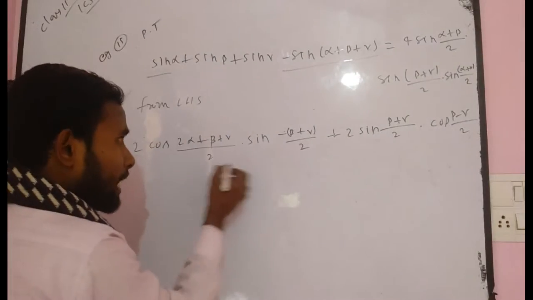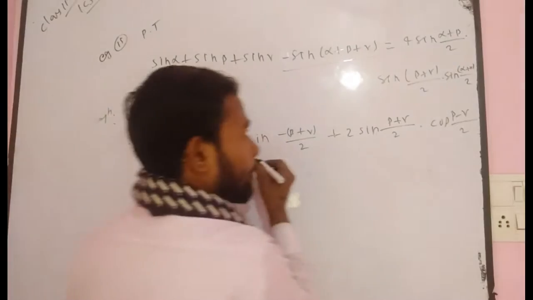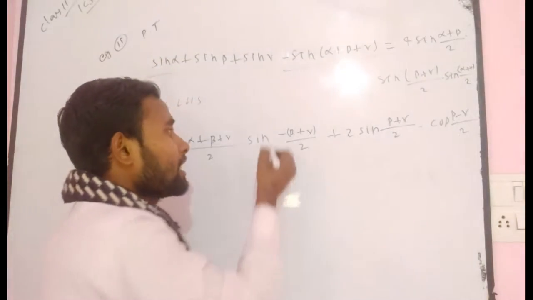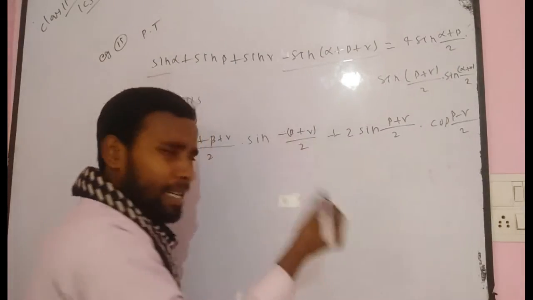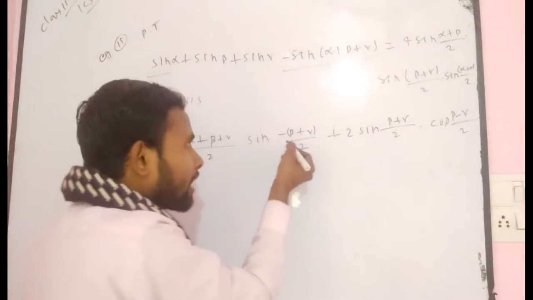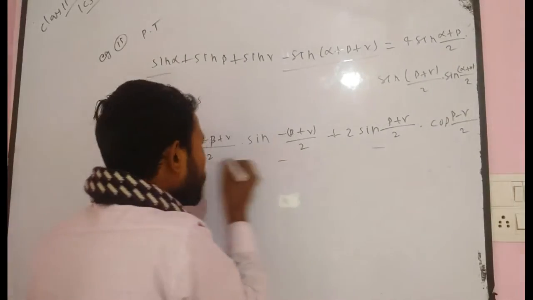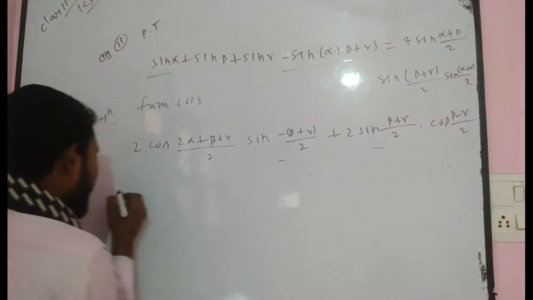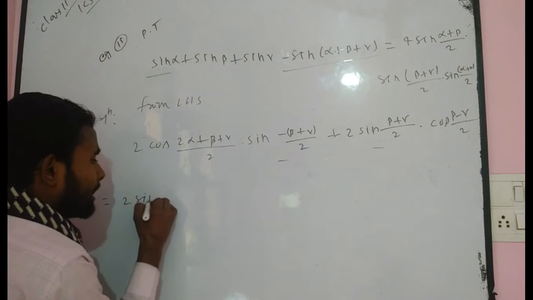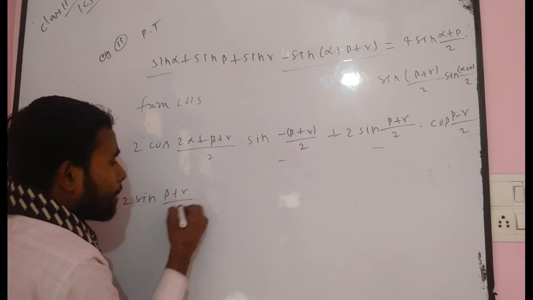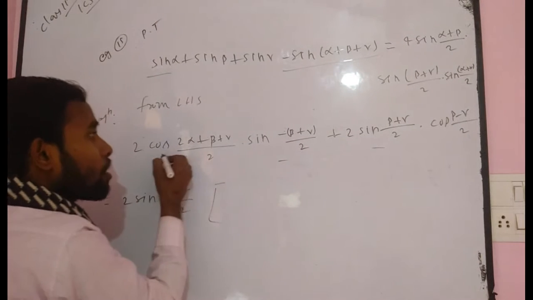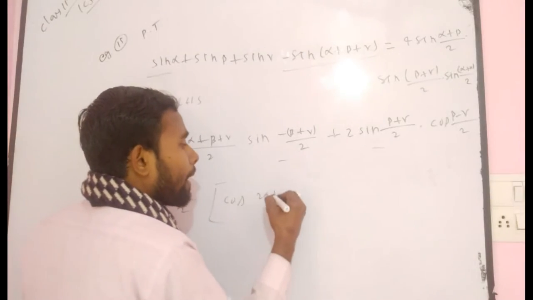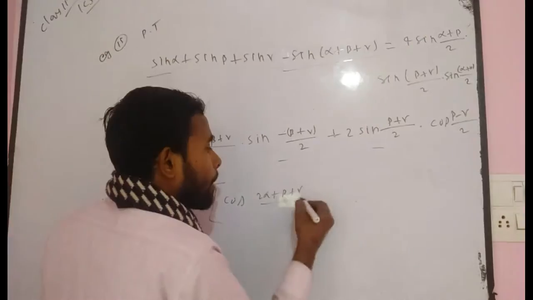Now, if you take common from both terms, what? Sin beta plus gamma by 2. How can you take it common? Because sin of minus theta can be written as minus sin theta. So if you take common from both terms 2 times sin beta plus gamma by 2, then you get definitely cos of 2 alpha plus beta plus gamma by 2.